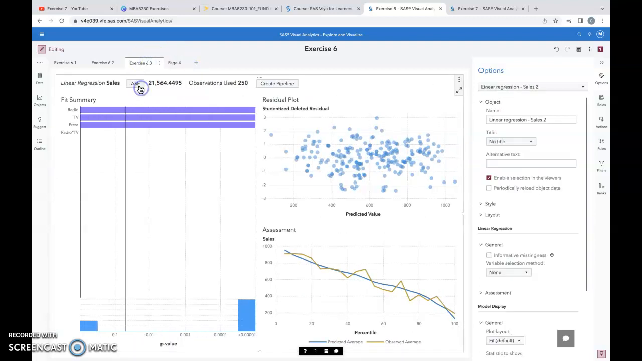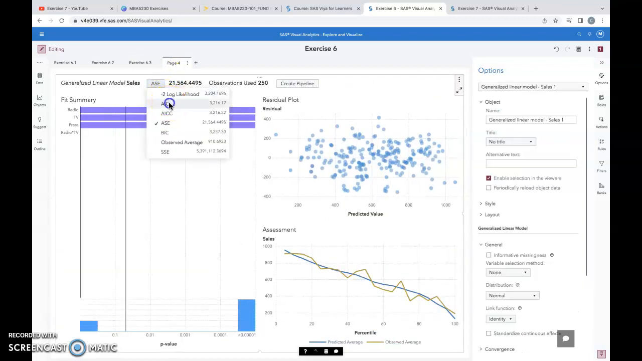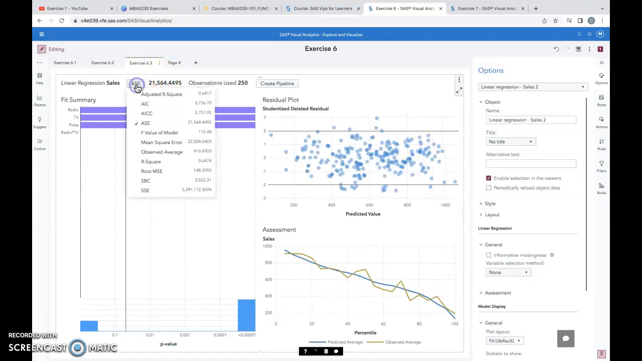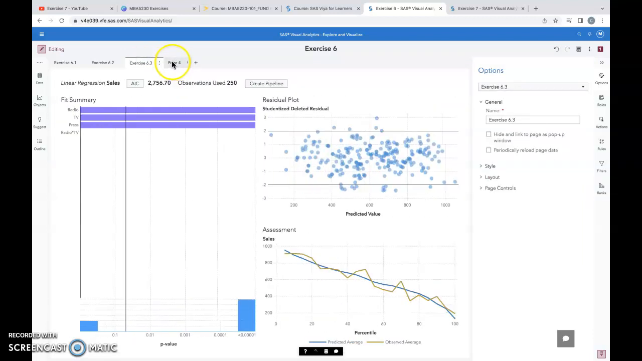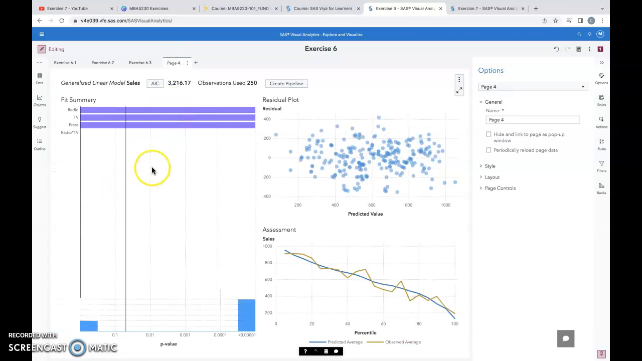And as we can see, moving through these, the ASE, the AIC, and that is going to be the end of exercise 7.